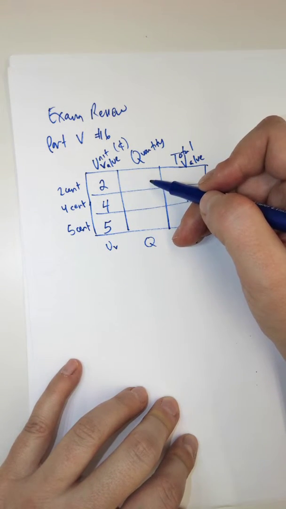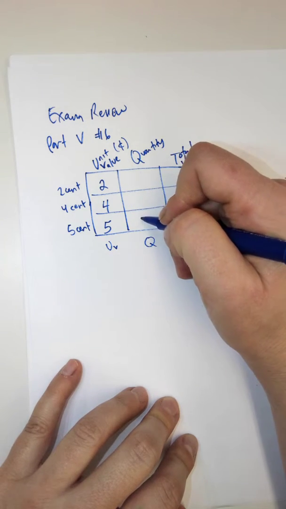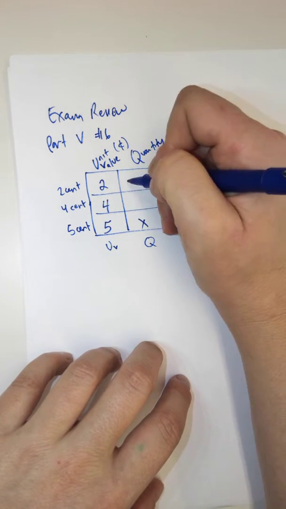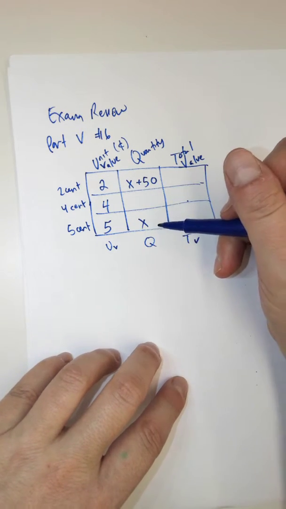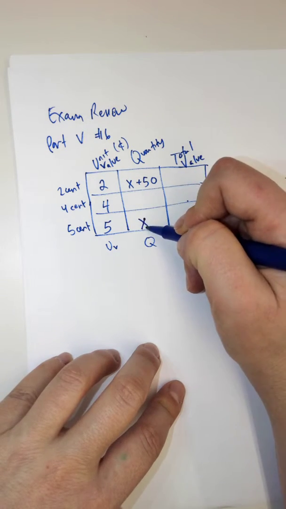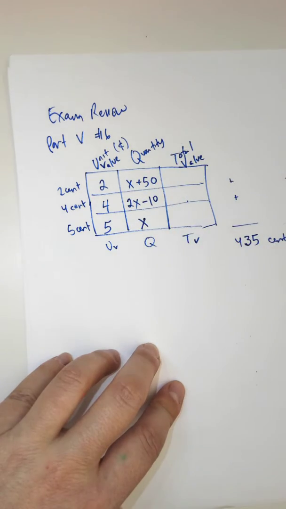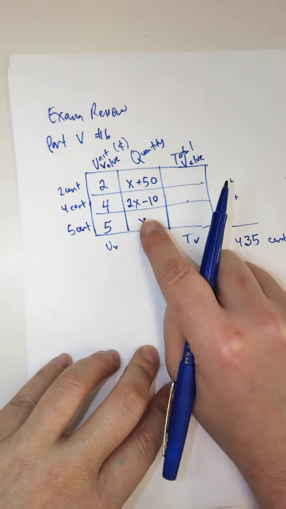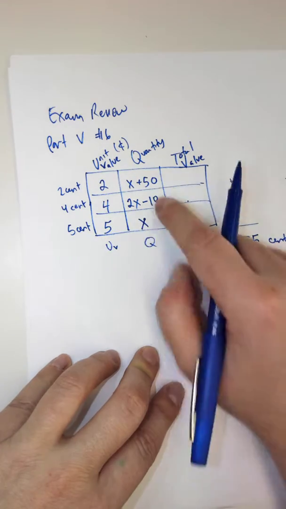The number of 2-cent stamps exceeds the number of 5-cent stamps by 50. I don't know how many 5-cent stamps she bought. I just know that the number of 2-cent stamps is 50 more than that, so X plus 50. And then it says the number of 4-cent stamps was 10 less than twice the number of 5-cent stamps. Well, this is X, so twice that is 2X, and it's 10 less than that. So we have the unit value, which we got right from the problem. We have the quantity, which we had to make a variable, and it was easiest to make the variable for the number of 5-cent stamps, and then come up with these.